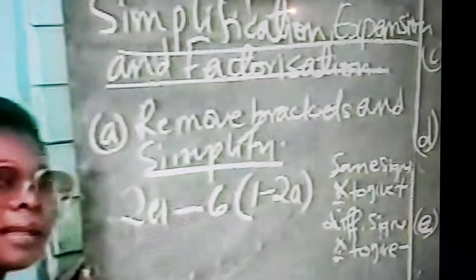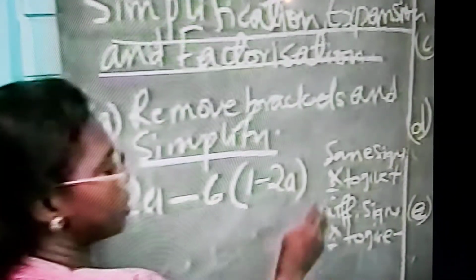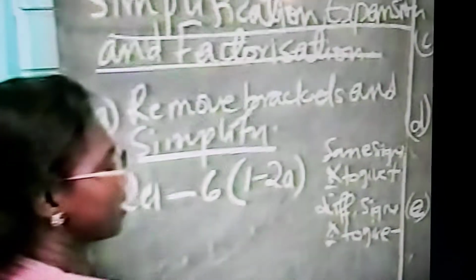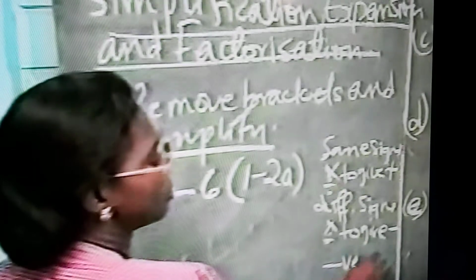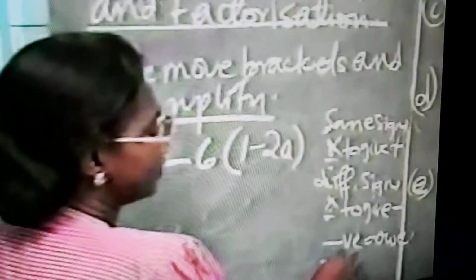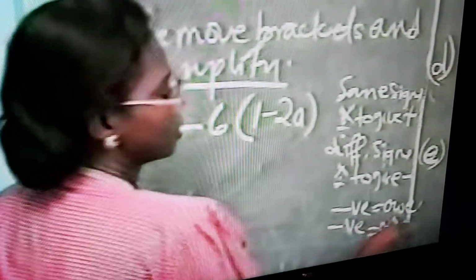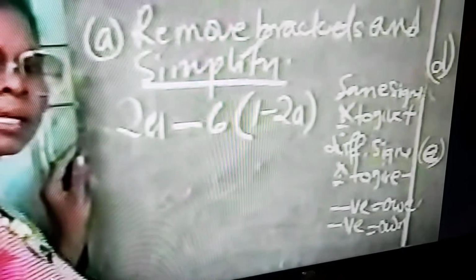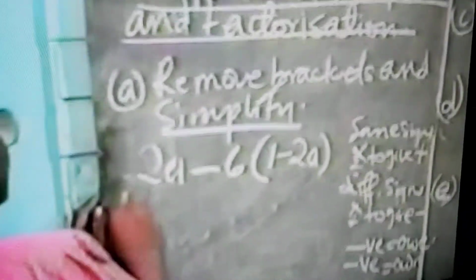And in collecting like terms, this is for multiplication and division. In collecting like terms, take negative as something that you owe and you have to pay, positive as something that you own. That makes it easy for you to collect terms. So here, we open this bracket.